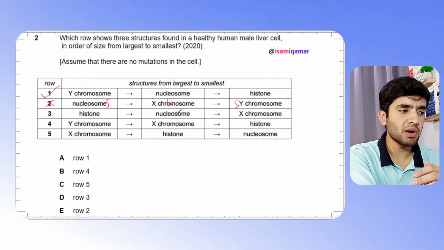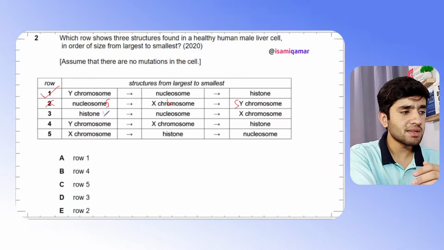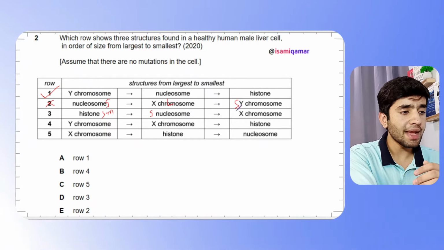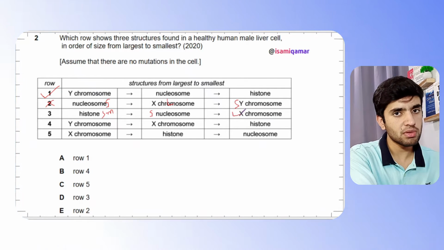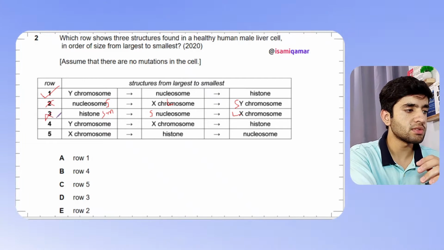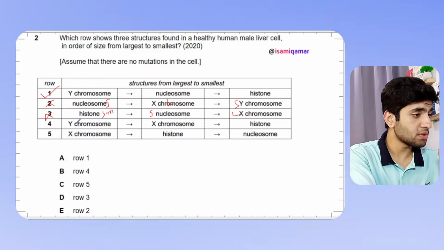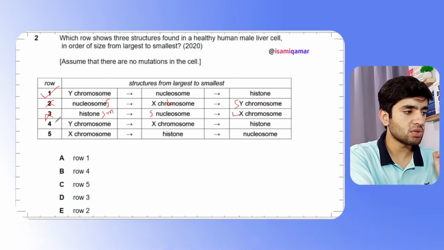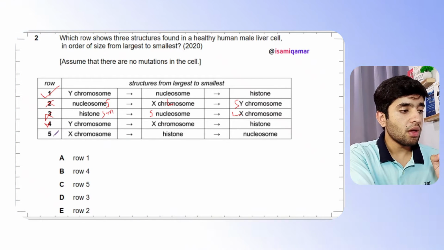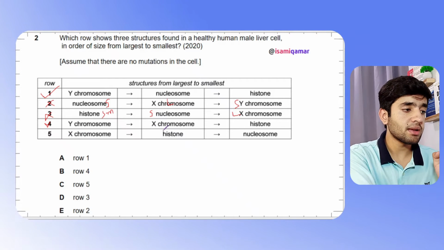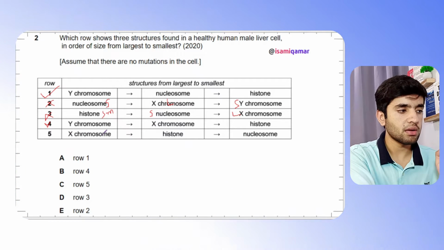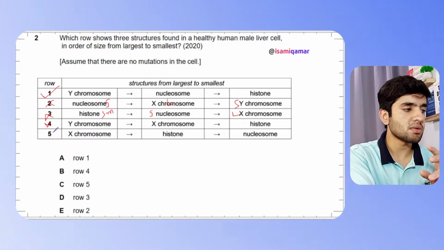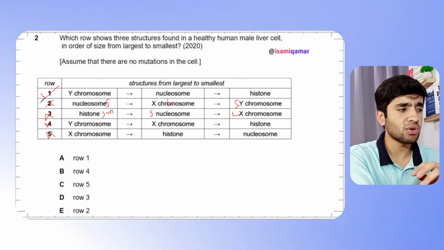In the third option, histone is small, in fact the smallest, then nucleosome is small and X chromosome is large. So it is going from smaller to larger, and this is also false. Then the fourth option says Y chromosome is small, X chromosome is large, and then histone small. This also reverses our order. In the fifth, X chromosome is large, then smallest, then small, like large, small, and then large. This doesn't make sense for our question, so this is also wrong. So only one option is true, and your option is supposed to be A.